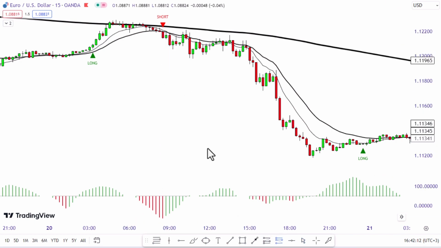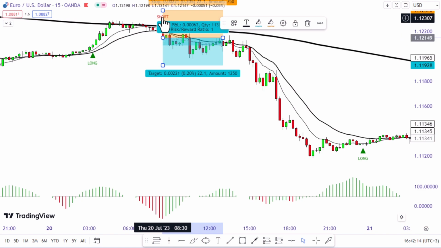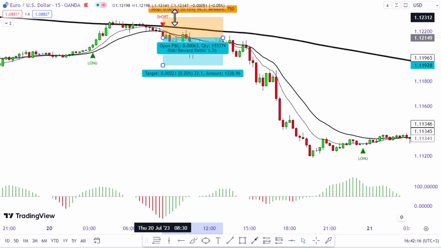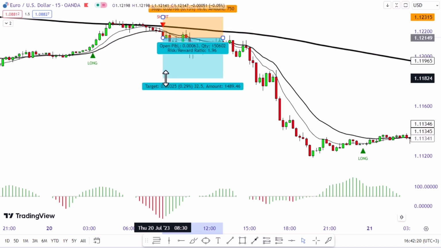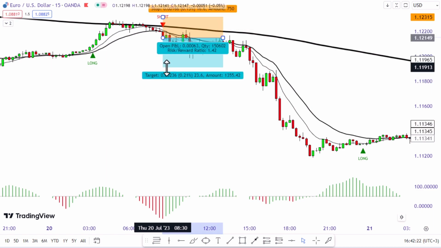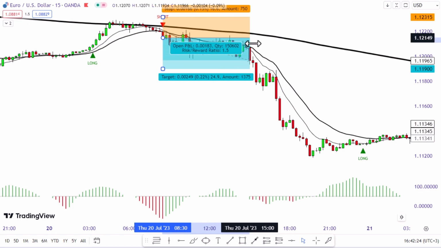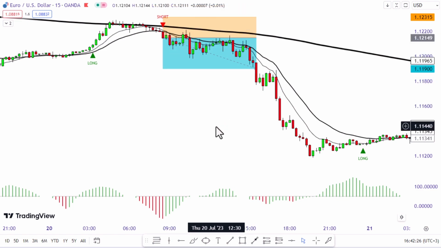Place your stop loss just above the last swing high to manage potential losses, and don't forget to lock in your profit with a risk to reward ratio of 1.5 to 1 to keep your earnings secure. Now it's time for me to show you a part of my 100 times backtesting and forward testing of this strategy, and then shortly after, I'll share the results with you.